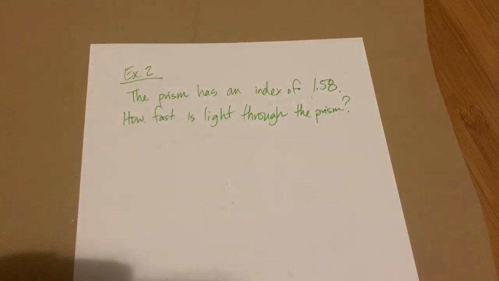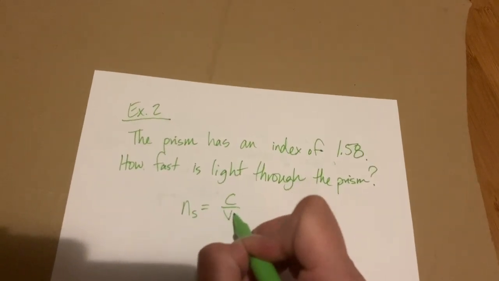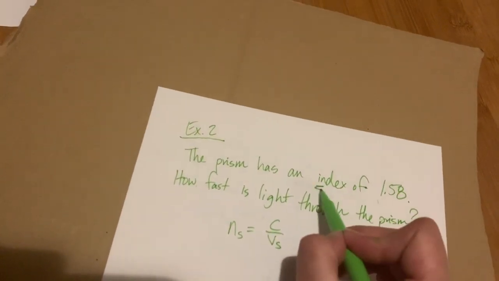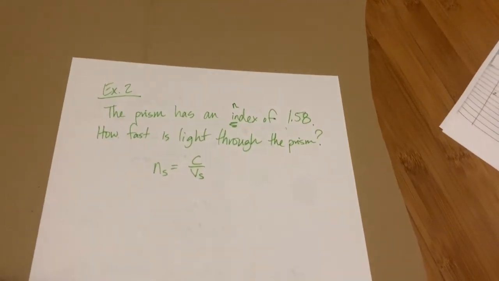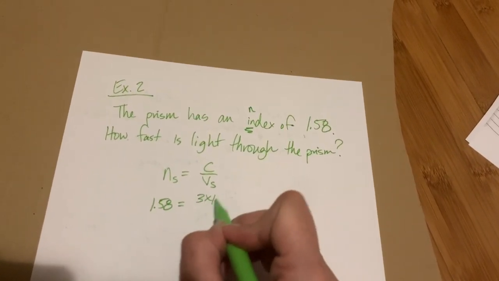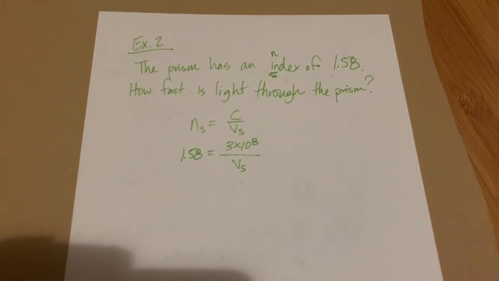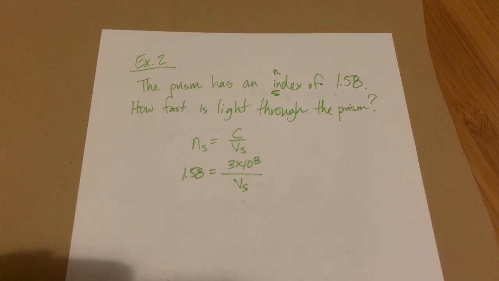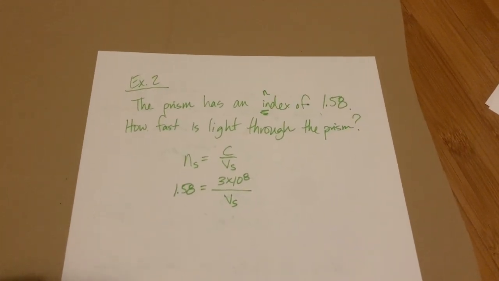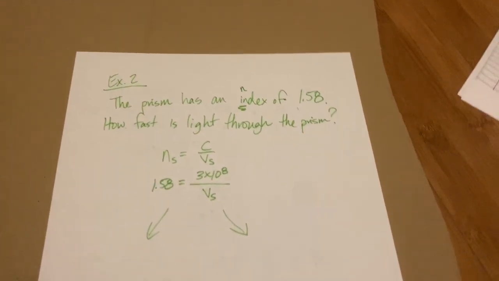So, how about, let's do the prism. All right, well, this one's a little bit tougher. Let's see, we got n_s equals c over v_s. This time, we have the index. So we have 1.58 equals 3 times 10 to the 8 over v_s. Well, we're having to solve for the bottom of a fraction. So here's what we can do. There are two real methods I can think of to do this.